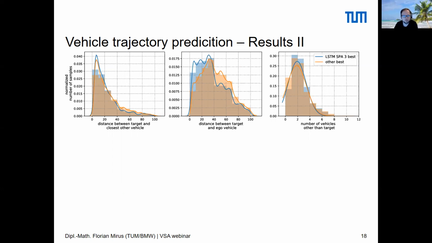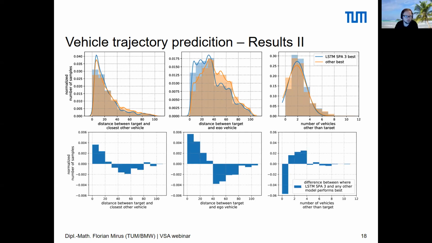Here what we see is a comparison. The blue bar indicates where the convolutive vector power performs best in y direction, and the orange bar indicates where one of the other models performs better. We look at the distance between the target and the closest other vehicle, the distance between the target and the ego vehicle, and the total number of vehicles present in the scene. And the lower plot here simply is the difference between the blue and the orange bars in the upper plot.